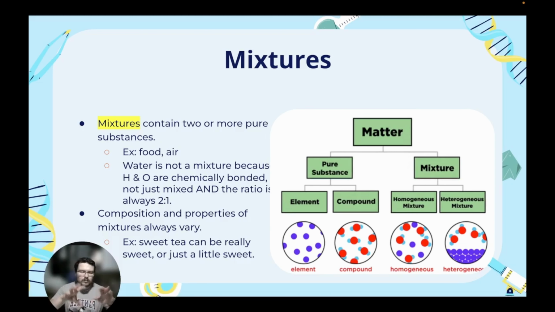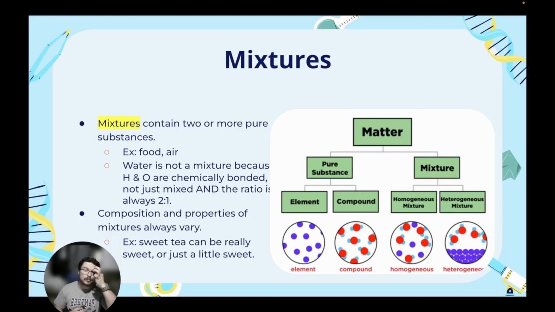Now, this is different from a mixture because a mixture contains two or more pure substances, and they have composition and properties that vary. So let's think of a couple of examples. Your food, the food you eat every day. Let's say for breakfast you have a breakfast burrito, and that breakfast burrito consists of a tortilla and some eggs and some cheese and maybe some salsa or onions or potatoes. That is a mixture of food put together into one item that you would call a breakfast burrito.